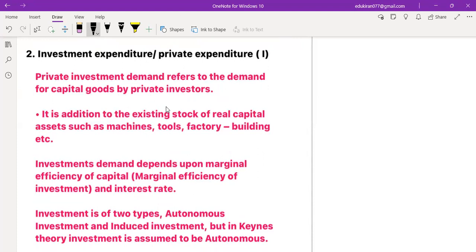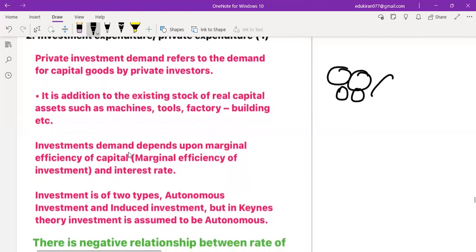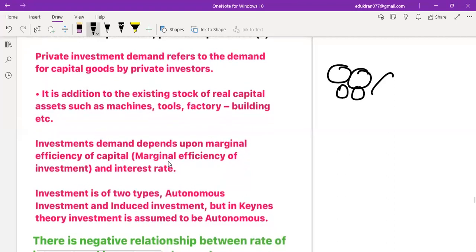It is the addition to the existing stock of real capital assets such as machines. So for example, you have two machines. Now you added another machine, right? So whatever you have, you are adding more. Investment demand depends upon the marginal efficiency of capital and the interest rate. For example, if you are getting a good interest, you will invest more. If you are not getting good interest, then you will invest less.